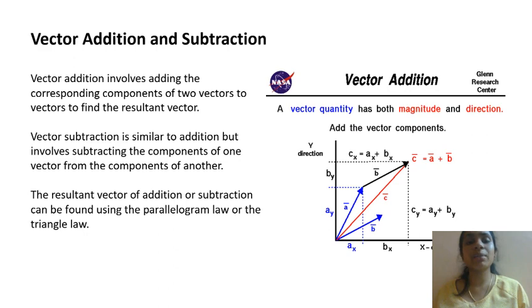Vector addition and subtraction. Vector addition involves adding the corresponding components of two vectors to find the resultant vector. Vector subtraction is similar to addition but involves subtracting the components of one vector from the other's components. The resultant vector of addition or subtraction can be found using the parallelogram law or triangle law.